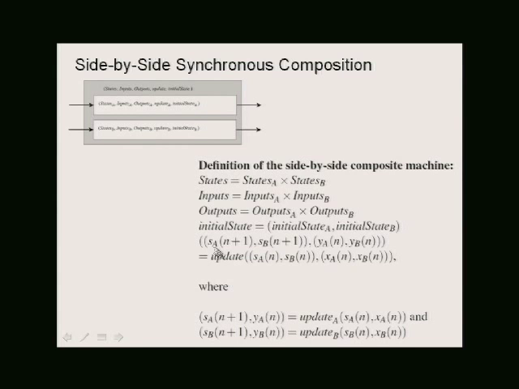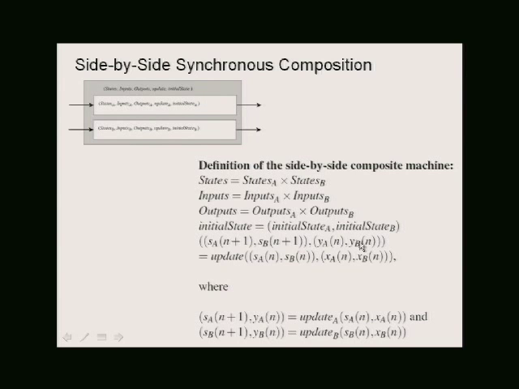Y at time n. Oh, I see. So that's fine. It can be output at time n because we typically associate outputs with transitions. If we were talking about a Moore-like machine, then it would be output at time n plus 1. But let's avoid that for the time being. Let's go with this notation. So this is the output at time n, and that's a function. The update function is a function of the state at time n and the input at time n.